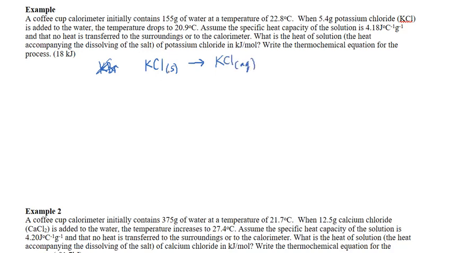One of the biggest mistakes that students make is they'll try to add water, H2O, and then try to write some kind of balanced chemical equation. But what you want to remember is that the dissolving process is simply going from a solid to aqueous. So we don't need to actually add H2O and have it in our balanced chemical equation.